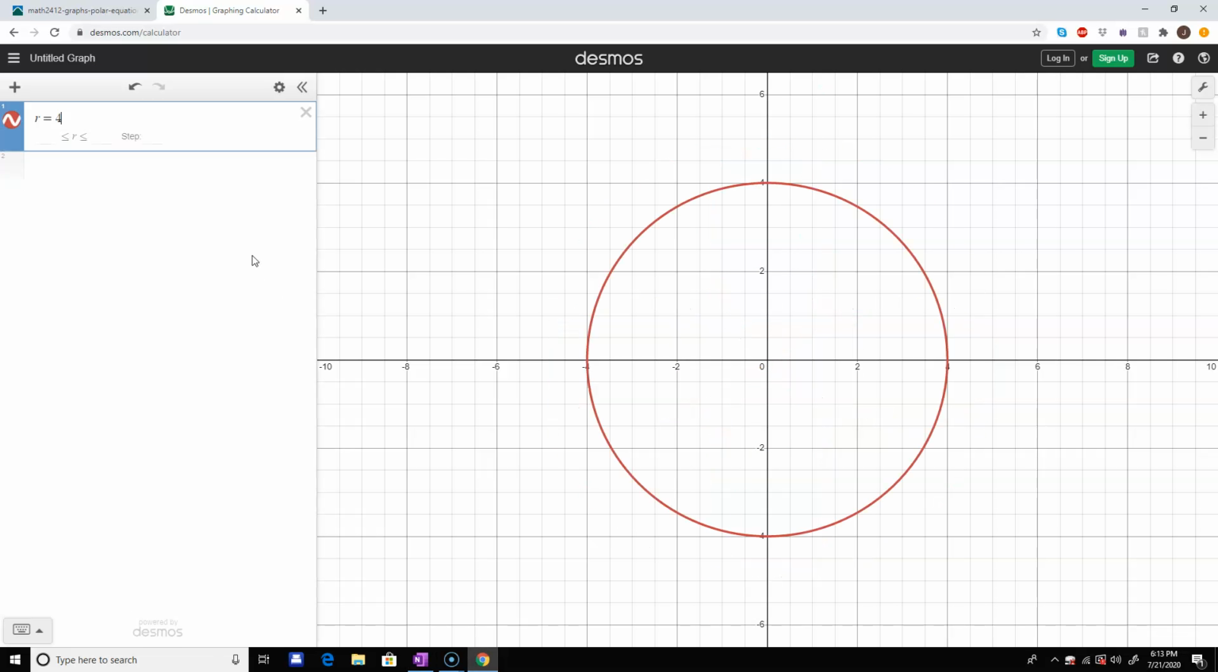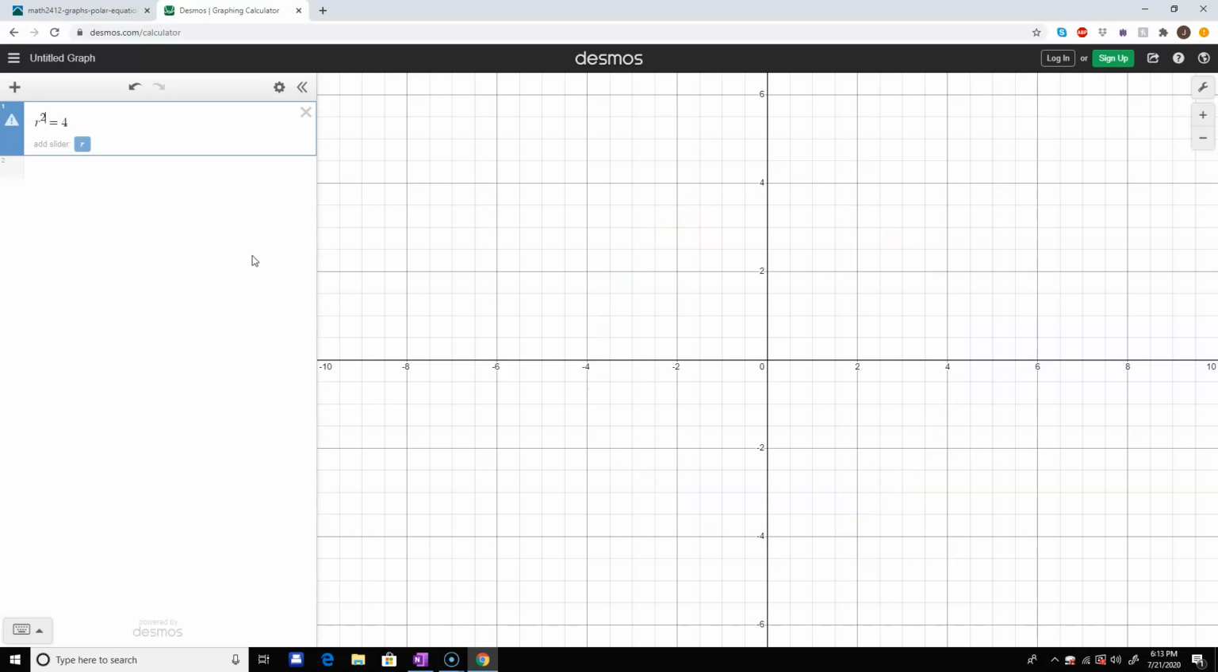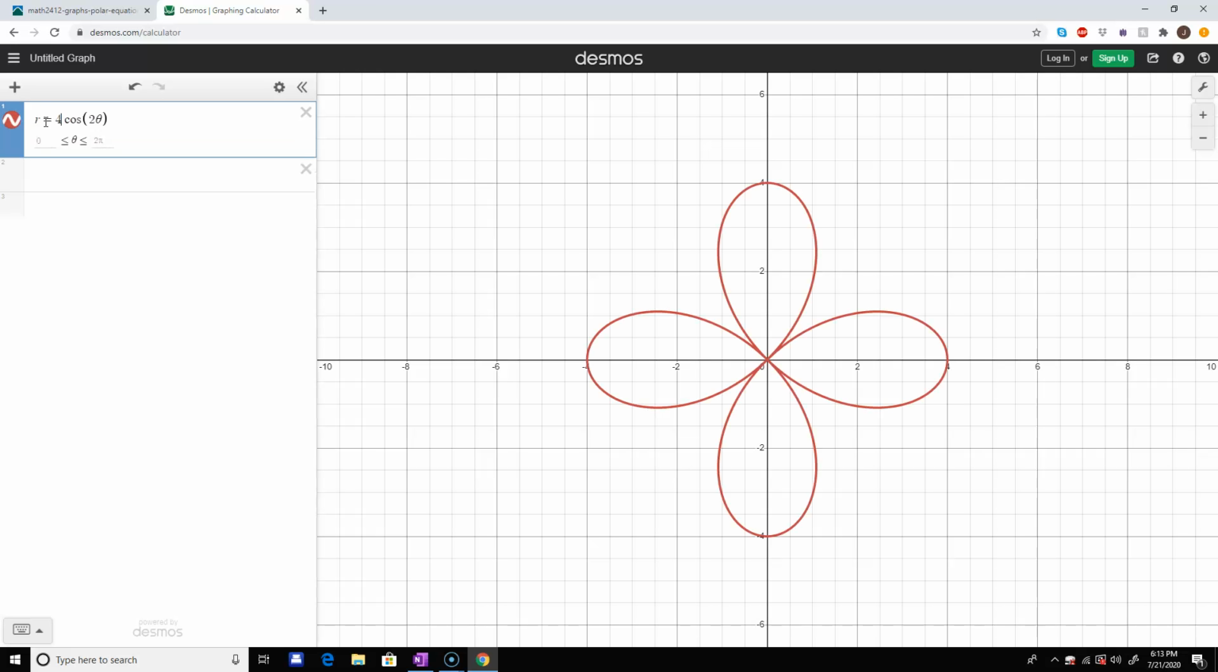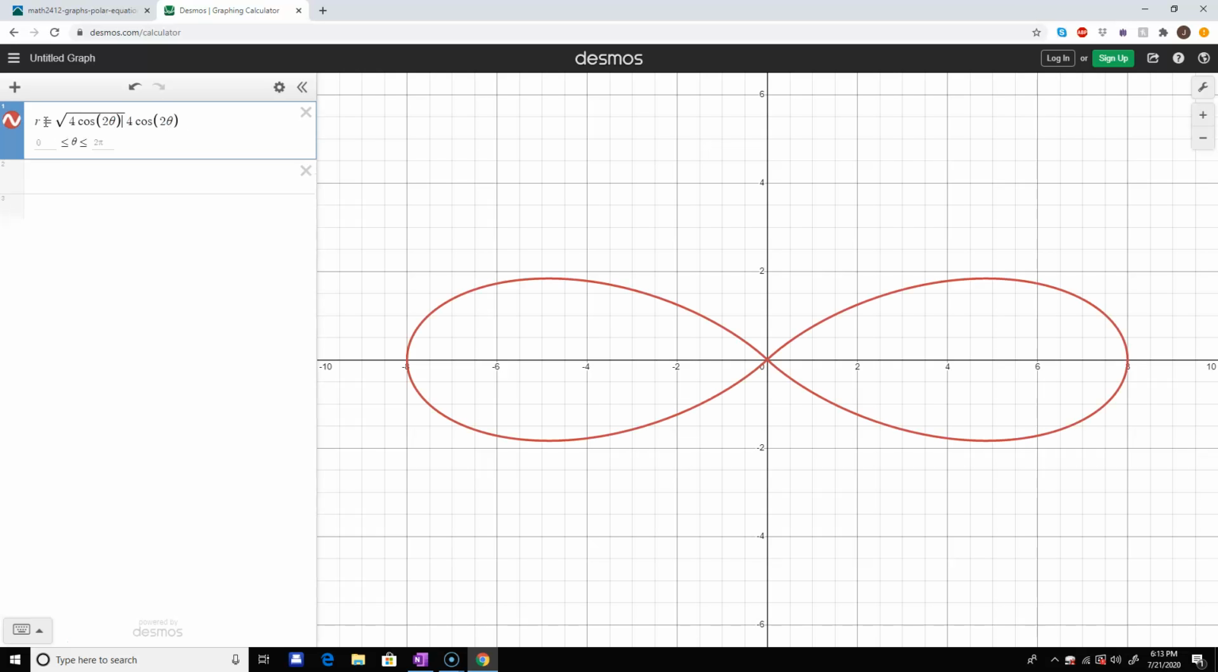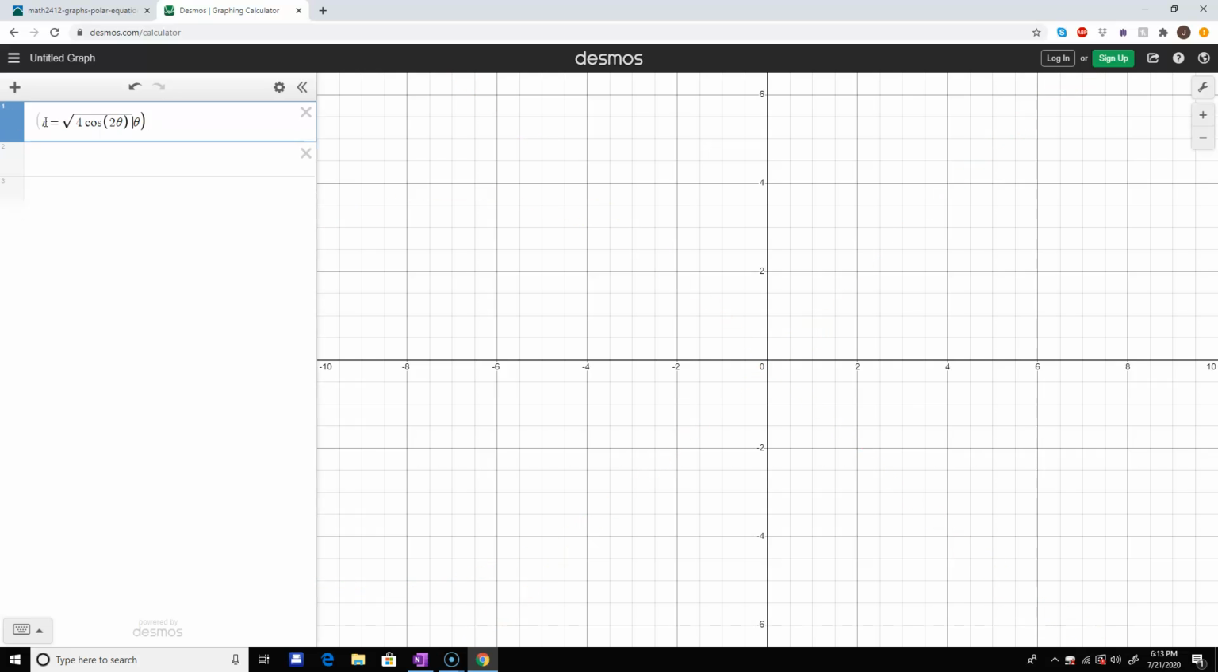So let's say we have 4 times the, so we need r squared on the side, 4 times the cosine of 2 theta. Oh, it doesn't want to let me. Polar equations must be linear in r. So what I'm going to have to do is two equations, both halves. So I'll take the square root of both sides, and I'll have to do plus and minus. So 4 cosine 2 theta. So there we go. We actually get the full lemniscate there.